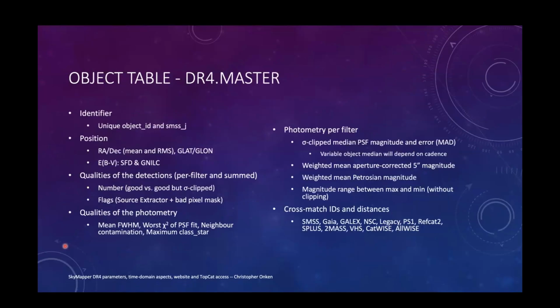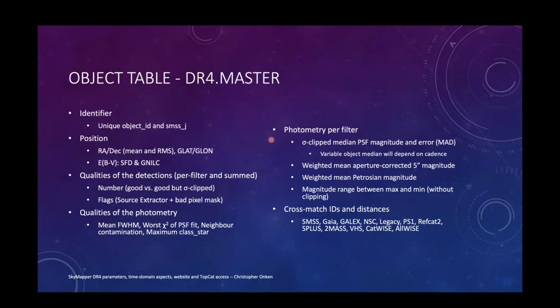So the object table is known as the master table. We have unique identifiers. We have measurements of their average positions. We have stored the reddening, both the Schlegel maps and from the newer Planck satellite maps. We have averages of the number and types of observations we have for that particular object. We have some measurements of how good those measurements were, what the most star-like measurement was, what the worst fit to a PSF model was.